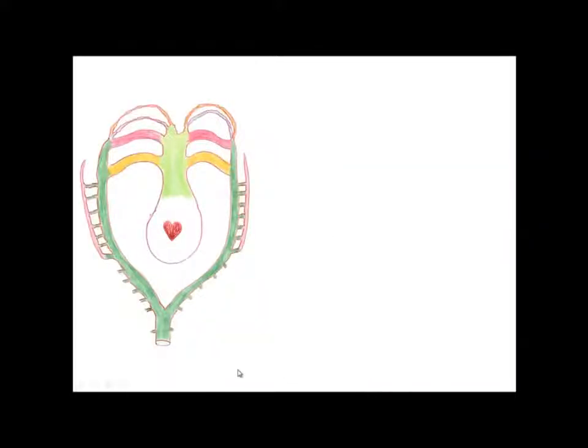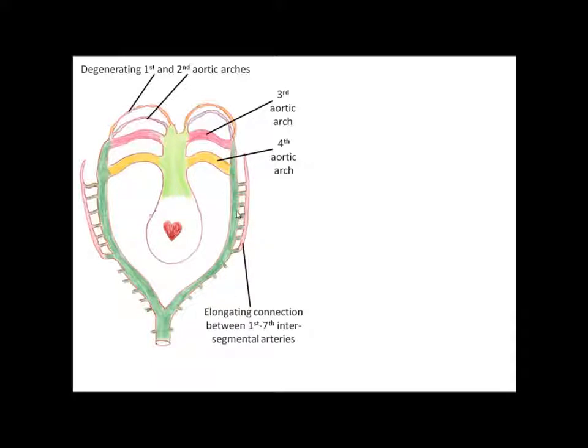We move a little further along, and now things are getting interesting. The first and second arches start to degenerate, but the third and fourth arch come into existence and start carrying most of the blood from the aortic sac to the dorsal aorta. Notice we've got intersegmental arteries again, 1, 2, 3, 4, 5, 6, 7, and between the first and seventh intersegmental arteries we get a bridging vessel that grows between these guys and starts elongating cranially, or towards the head.